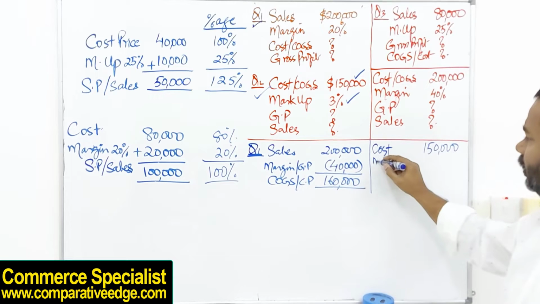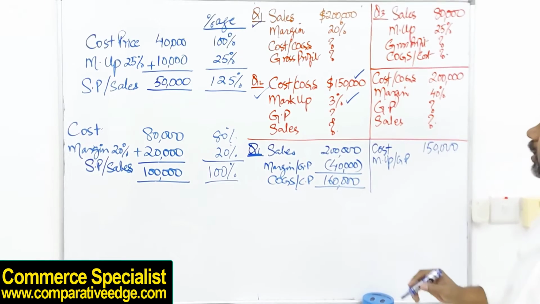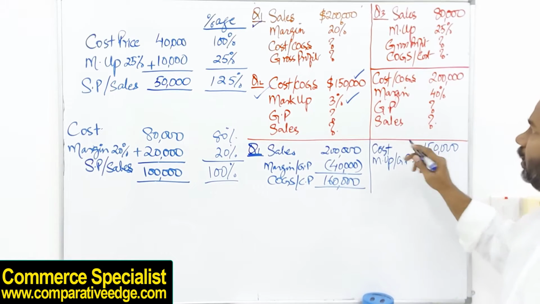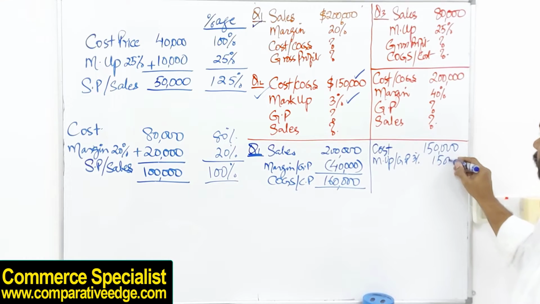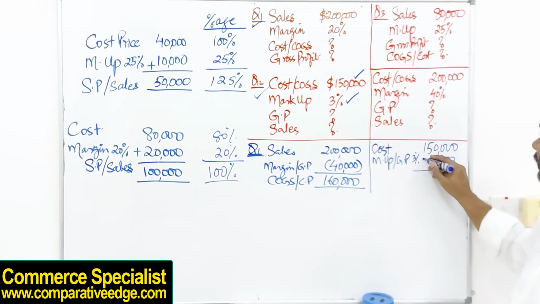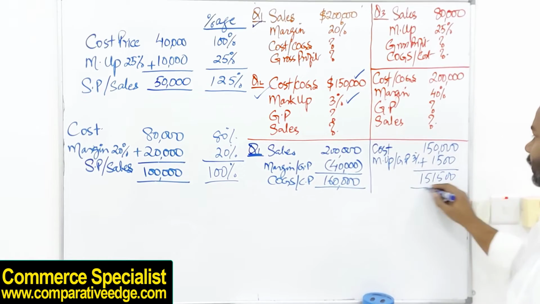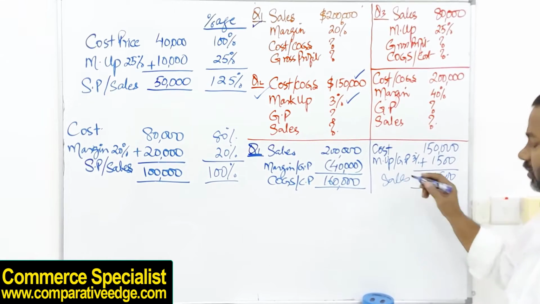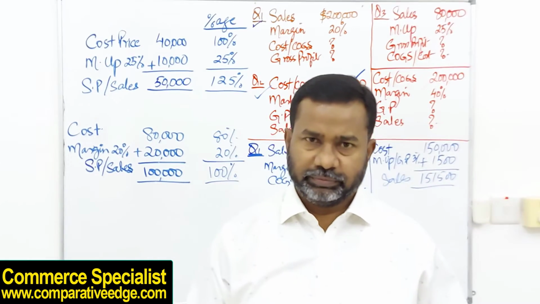Markup is 3%. We know markup can be directly applied on cost. So I'm writing here markup, which is again gross profit, 3%. 3% of this would be 1,500. So when I add, it will be 151,500. This is your sales. So up till now, the calculations were very simple and easy.